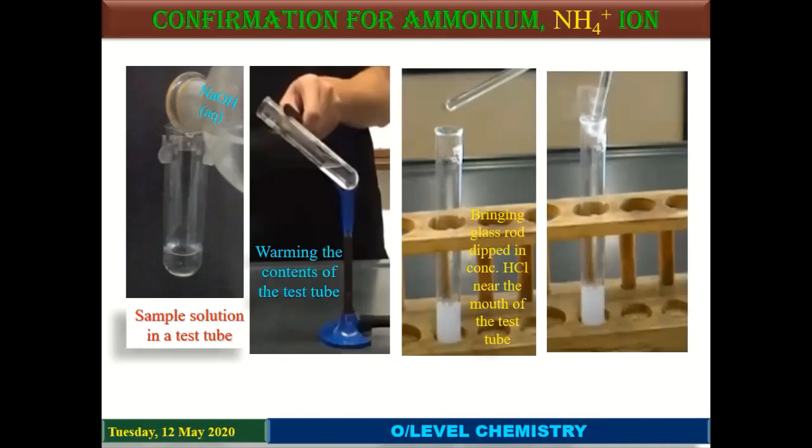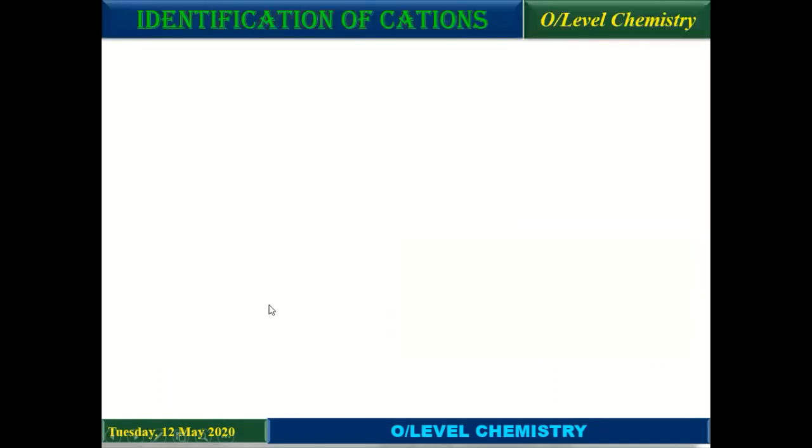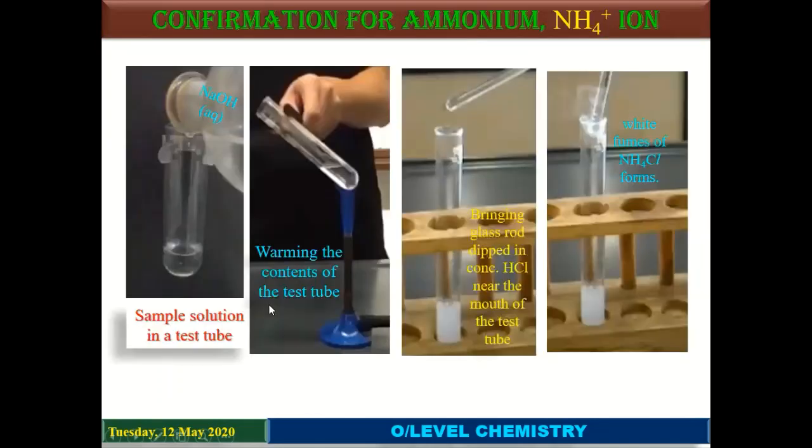See here, what is the result? We have obtained white fumes here, dense white fumes obtained due to the formation of ammonium chloride. And we have already seen such results in acid-base chemistry. So white fumes of ammonium chloride are formed. So these results are showing the presence of ammonium ion in the given sample.